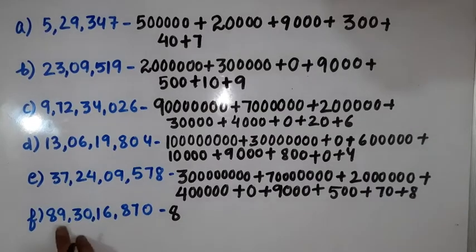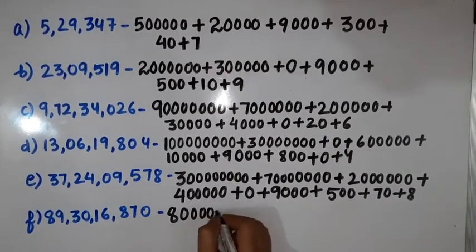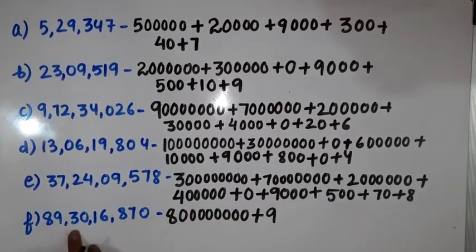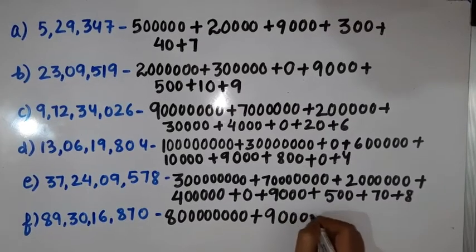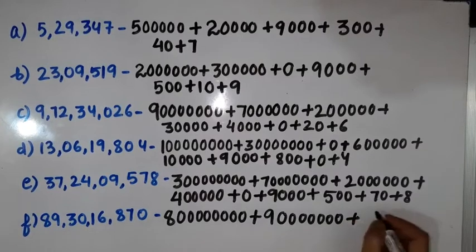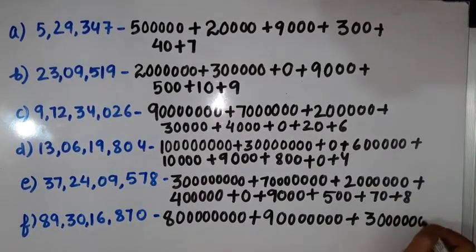After 8 we have 4 and 4, 8 digits: 1 2 3 4 5 6 7 8. Then 9. After 9 we have 7 digits: 1 2 3 4 5 6 7. After 9 we have 3. And after 3 we have 6 digits. So 1 2 3 4 5 6.